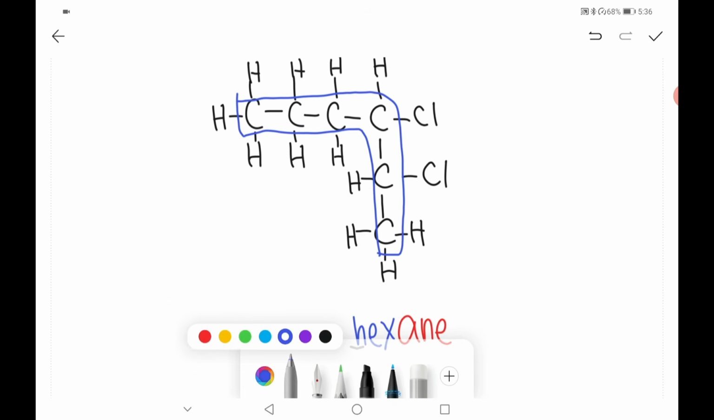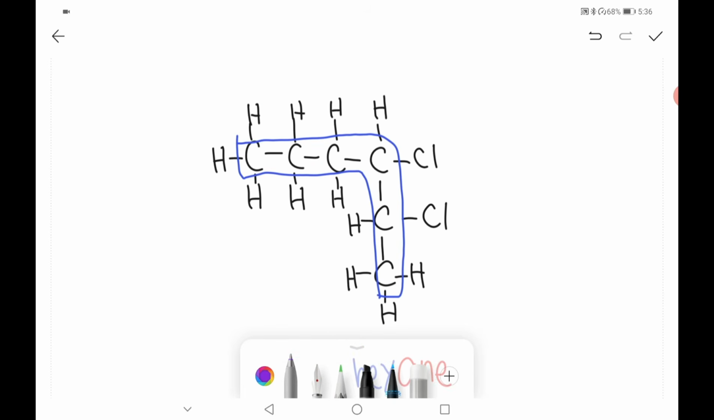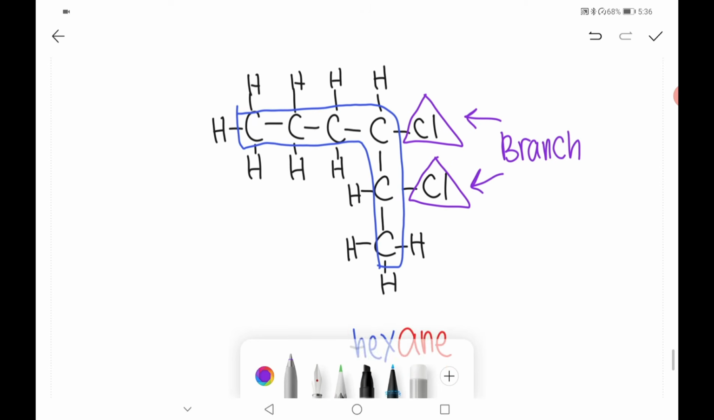So the next thing we need to check: is there any branch? I'll say yes. This chlorine is not inside the backbone, it is a branch. This chlorine is also not inside the backbone, it is a branch. So in this case, we have 2 branches, okay?